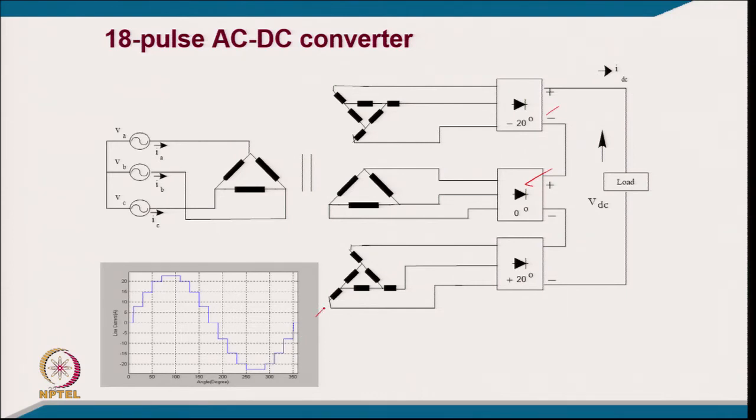In this waveform, you will not have a harmonic lower than the 17th, because the harmonics are 18n plus minus 1, so the lowest will be 17. So, below 17 there are no harmonics. The bands are 17, 19, and the next band will be 35, 37.